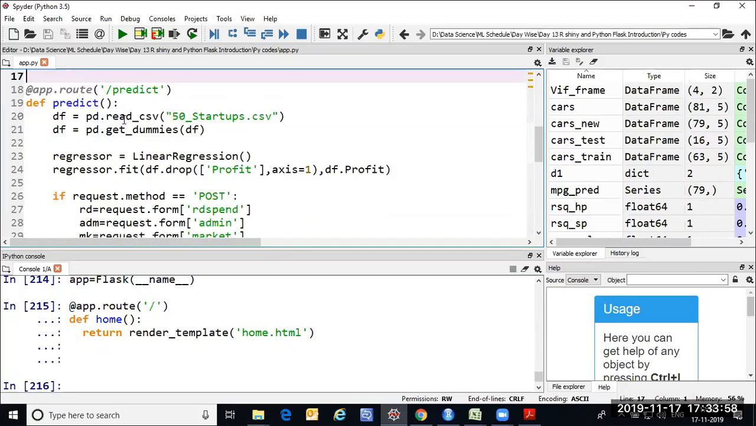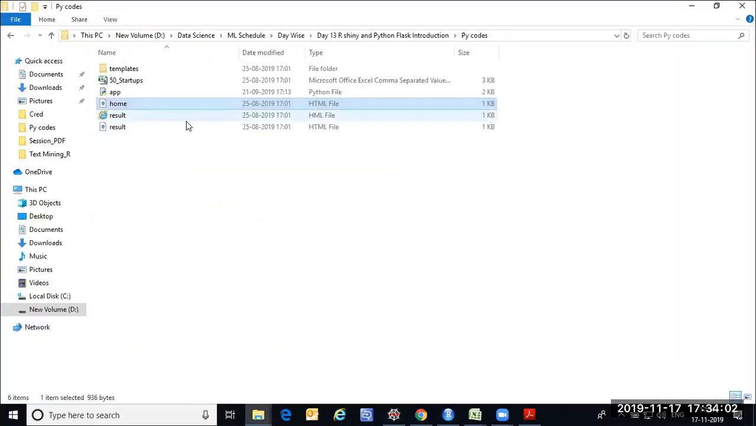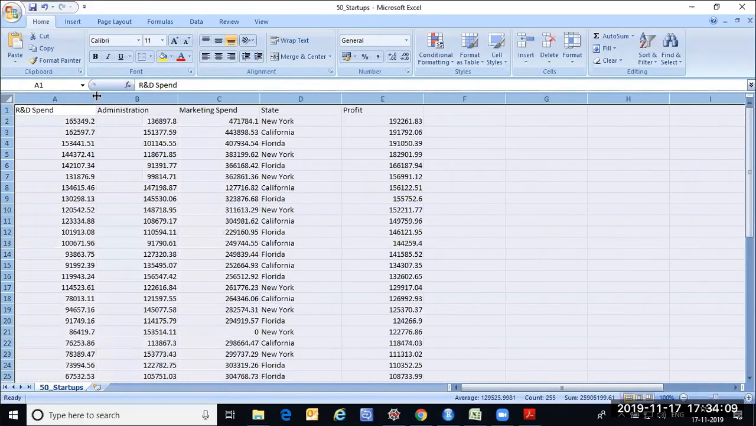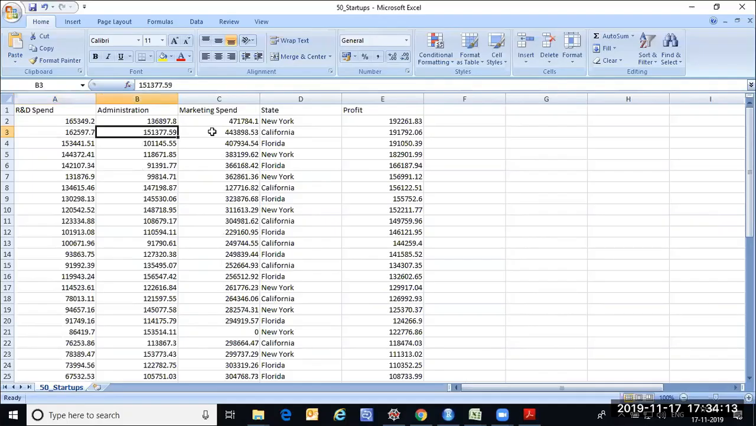And this is where we're actually reading the CSV of 50 startups. The startups file is located here only. It's nothing but the data that we're dealing with. So based on the R&D spend, the administration, the marketing spend, and which state you are working in, you need to predict the profit.